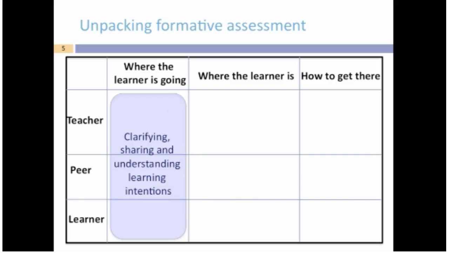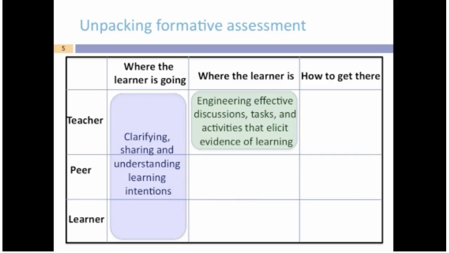So, although it's important, there's no single best way to do this. We should make sure that students understand where they're going in general terms, but an objective for every lesson isn't necessarily the best way to do this. The second one is not just questioning students, but all the ways that we find out where students are. So we call this engineering effective discussions, tasks, and activities that elicit evidence of learning.